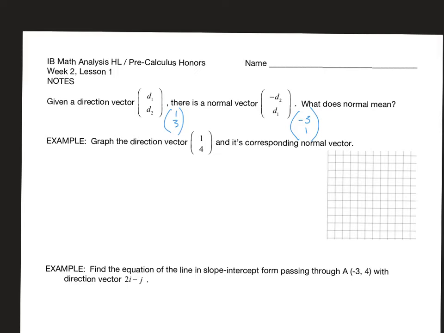So any guesses what you think normal might mean? Here's a hint. Think about slopes. Normal means perpendicular. All right, so let's do an example of this.